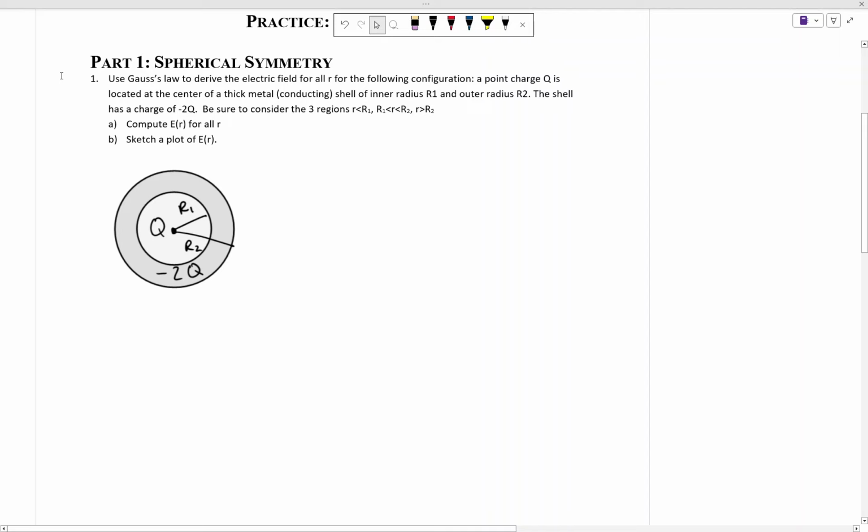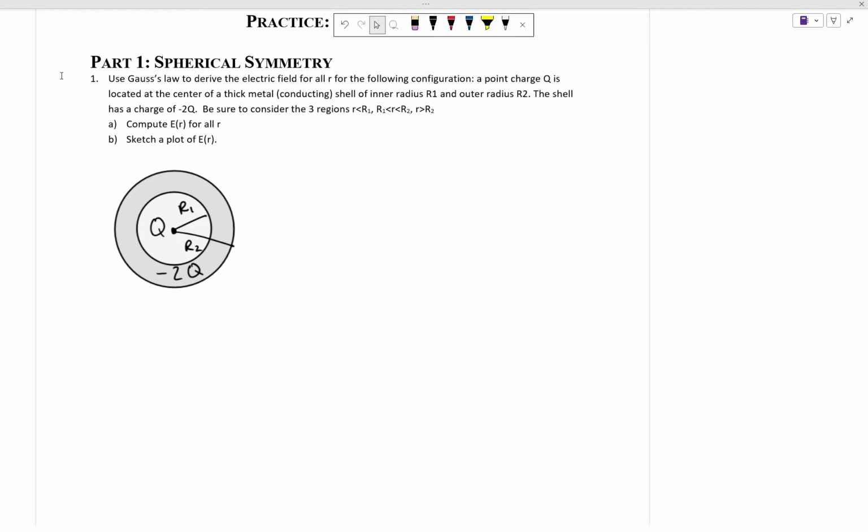So the scenario that we're going to consider is a point charge Q. It's surrounded by empty space, and then it's surrounded by this metal concentric shell that has thickness from R1 to R2. And we're going to use Gauss's law to figure out what the electric field is basically doing everywhere in this configuration and go from there.